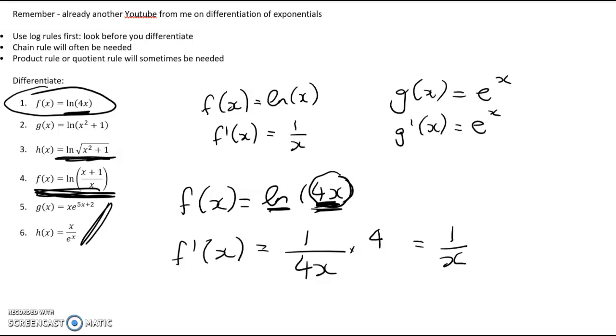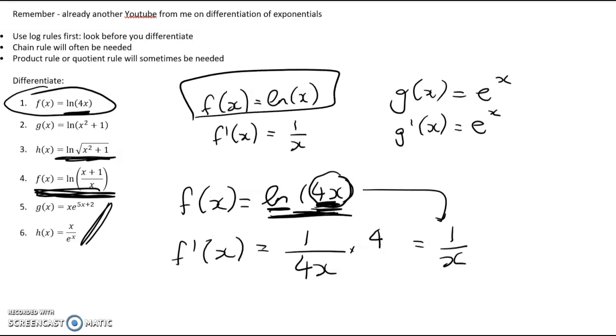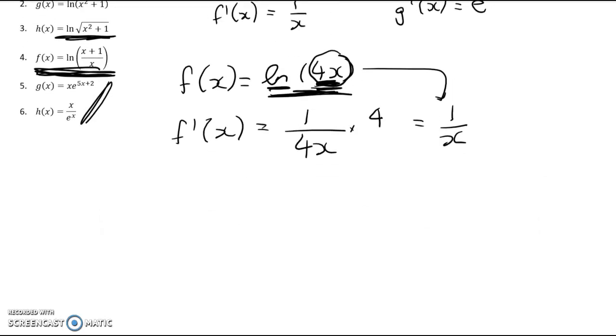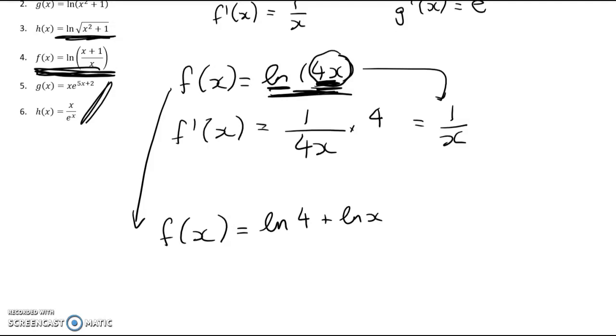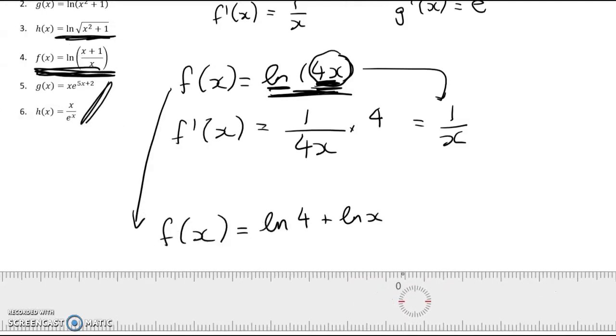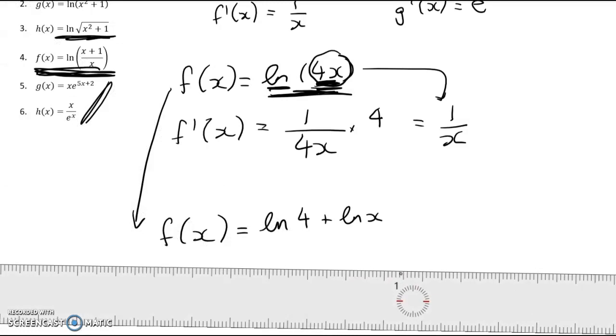And you might notice that somehow this has given me the same gradient as my basic function of the natural log of x. If you think about the log rules and the graph, we can have a look at why that is. So we can rewrite f of x as the natural log of 4 plus the natural log of x. And if we graph that, what we've got is just a vertical shift upwards.